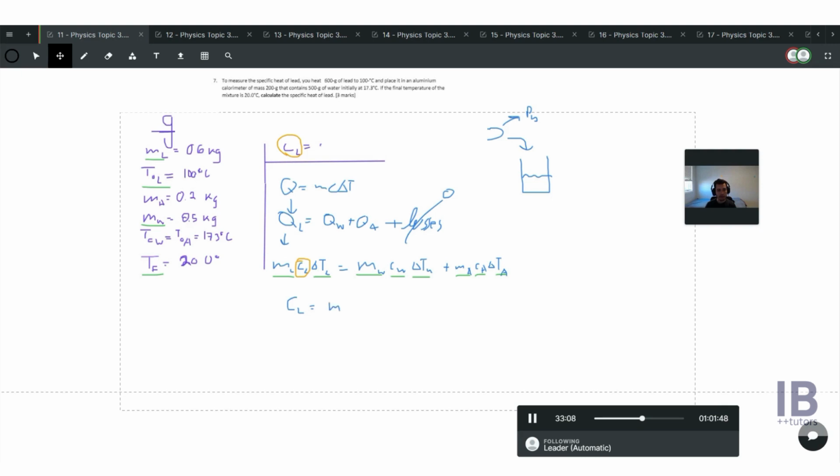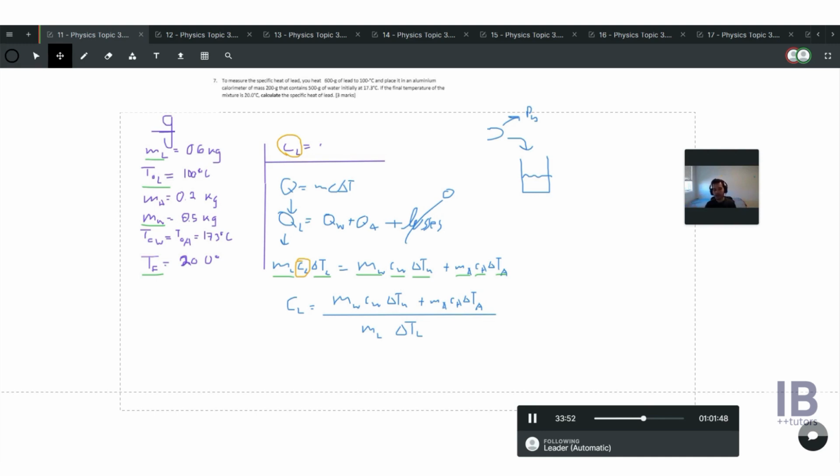CL is equal to whatever this is. I'm just going to copy it because I'm lazy. This divided by ML delta TL. And as you can see, so far I've written no numbers because I don't need them. This is crazy. This actually makes sense. In scientific problems, you use math. If you know your math and you're comfortable with math, then you just have to put it in context, and the math just works out the same way it always has.